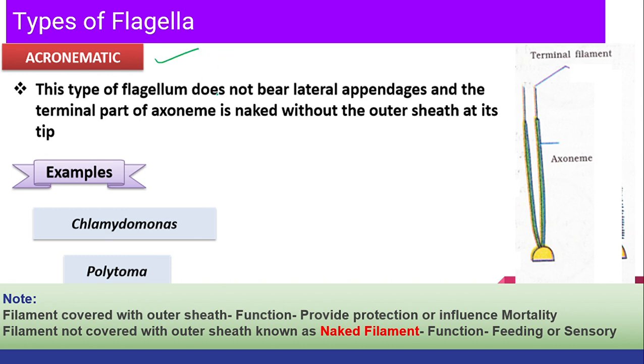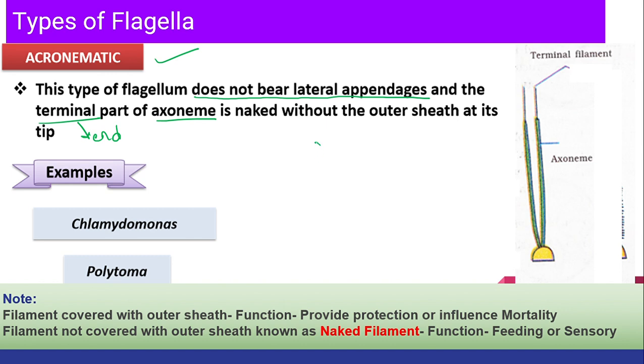Then we'll come to the Acronematic. Acronematic is when this type of flagella does not bear any lateral appendages. So are we going to have any short hair-like fibers? No, we are not going to have. And the terminal part, terminal means end part. End part of axoneme is naked without the outer sheath at its tip.